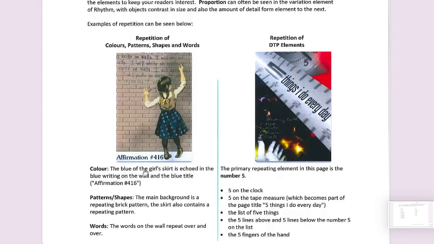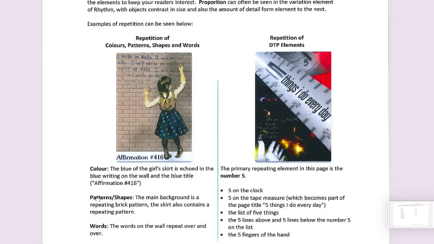So the blue of the girl's skirt is echoed in the blue writing of the word and the blue title. If you look at this image over here, there's a repetition of a certain color, blue. The text written on the wall is blue, the color of the skirt is blue, and the color of this title is also blue. Now that's repetition. That's repetition of color.